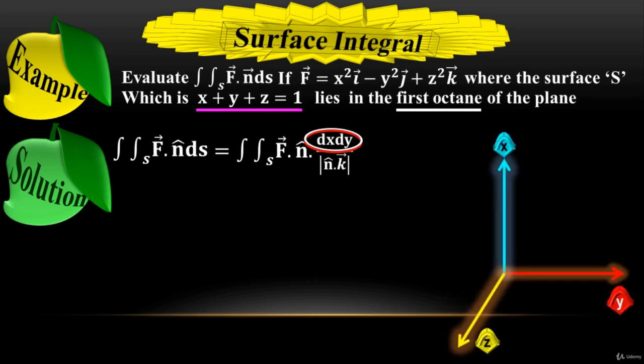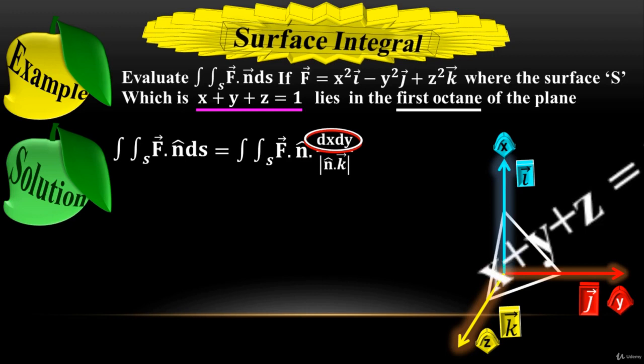Now let me draw the surface graphically. This is my xyz plane. These are the unit vectors i, j, k. The surface lies in xyz space, which is x plus y plus z equals 1.